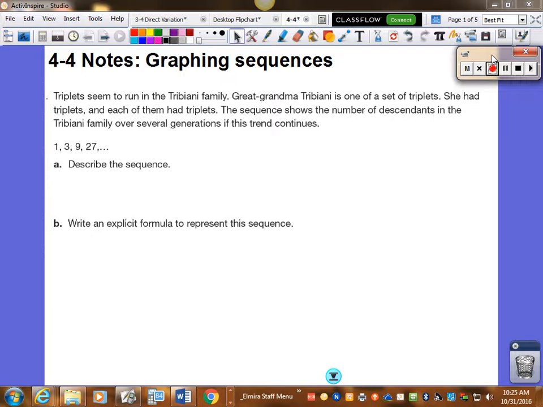Okay? Alright, so triplets seem to run in the Tribbiani family. Great-Grandma Tribbiani is one of a set of triplets. She had triplets, and each of them had triplets. The sequence shows the number of descendants in the Tribbiani family over several generations if this trend continues. Describe the sequence. That means, are we talking about arithmetic or geometric?